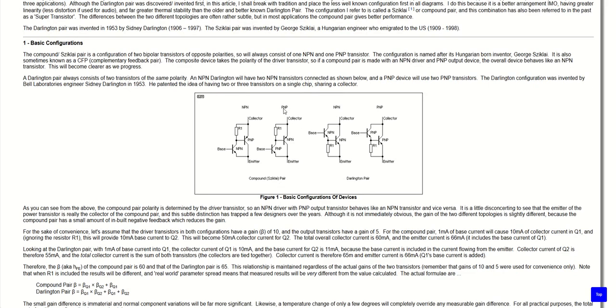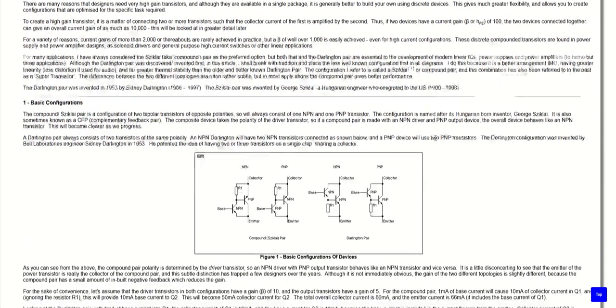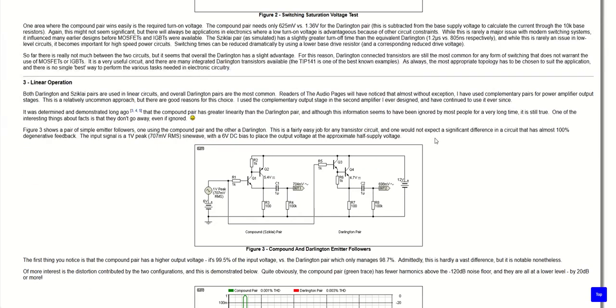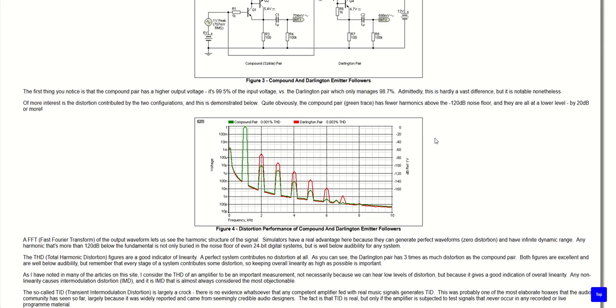And if you look, this is the PNP Sziklai pair, and it might look a little different than the one in our schematic, but it's because in our schematic the emitter is on top and the collector is on the bottom. So it's just flipped over. So I highly recommend reading this and taking a few key takeaways and putting it in your lab report in the PowerPoint.